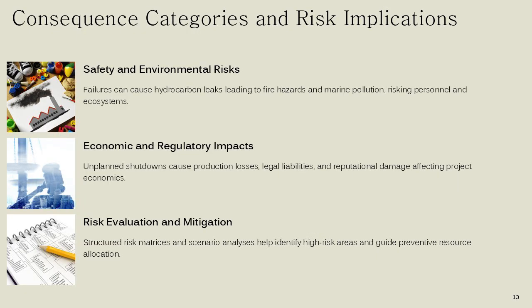Consequences of flexible pipe failure extend beyond immediate technical issues, encompassing safety, environmental, and economic dimensions. A rupture or leak can lead to hydrocarbon release, posing fire and explosion hazards to personnel and facilities. Environmental impacts include marine pollution and regulatory non-compliance, which can result in legal liabilities and reputational damage. Production losses from unplanned shutdowns affect project economics and contractual obligations.